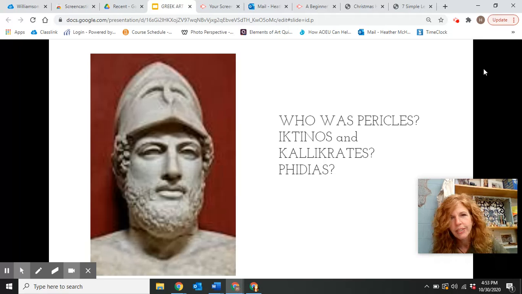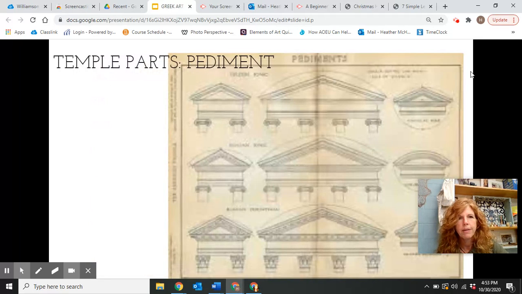Isn't that terrible? So here's Pericles, very well respected, a great leader for Athens, led them to victory, was the founder of democracy, implemented democracy into Athenian culture and society, employs Ictinos and Callicrates, the architects. Phidias was the sculptor. All right, so keep that in mind.